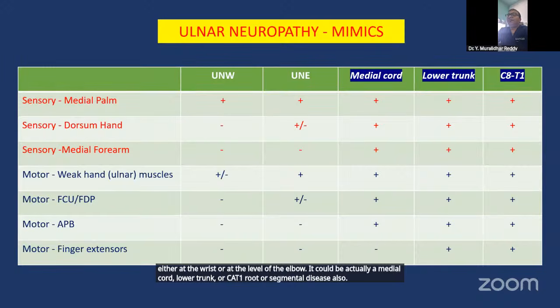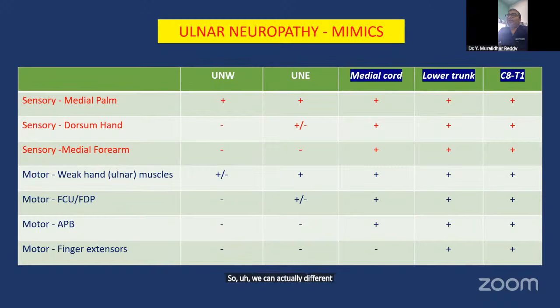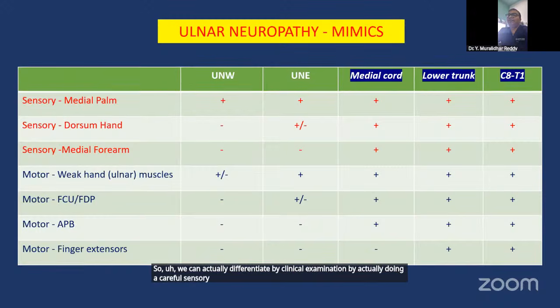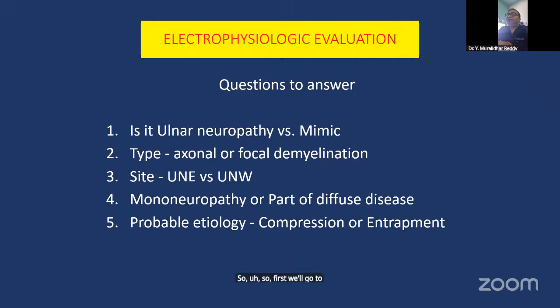So we can actually differentiate by clinical examination, by doing a careful sensory examination of the medial palm, dorsum of the hand, medial forearm, and also the motor examination of various muscles as shown in the picture. So first we'll go to the electrophysiological evaluation.